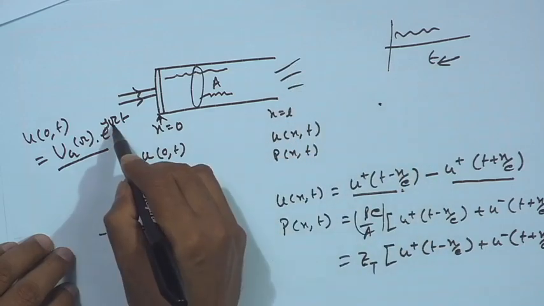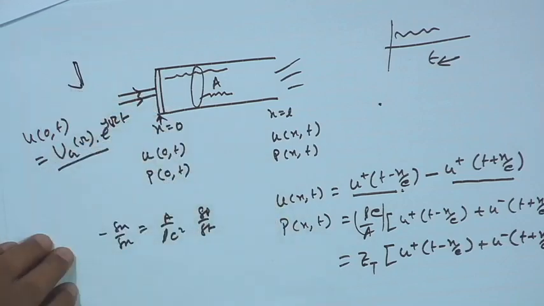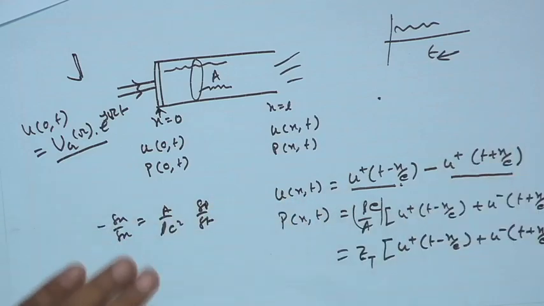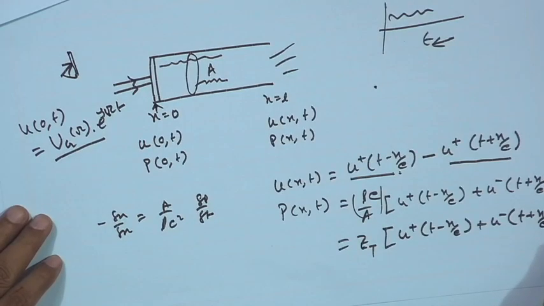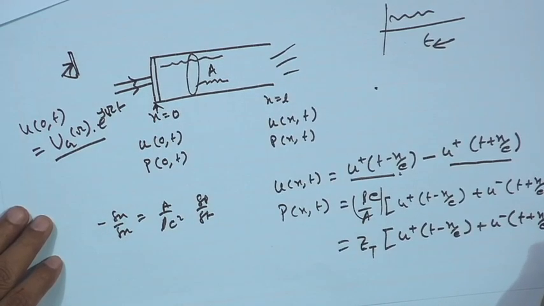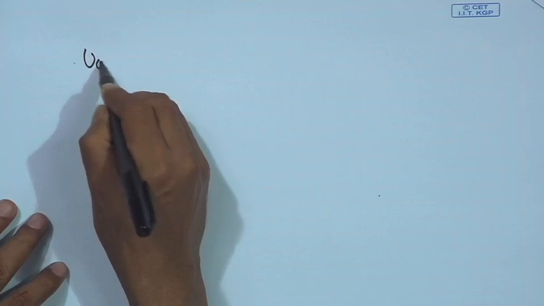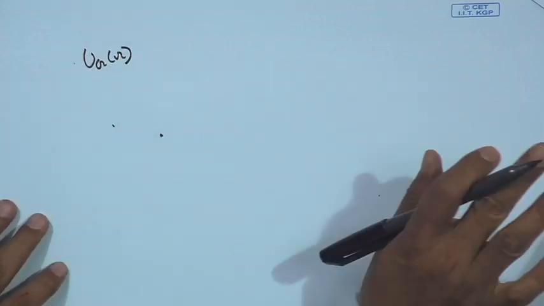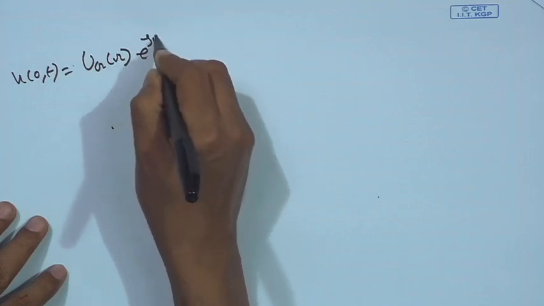That is why I said U_g(omega) e to the power j omega t. If it is an impulse, the excitation contains all the frequencies with equal amplitude, and that amplitude is modified as per the glottal frequency response, U_g(omega). So the glottal frequency response has to be passed through the tube, and the output of the tube divided by the input is the tube transfer function. So u(0,t) is U_g(omega) e to the power j omega t.